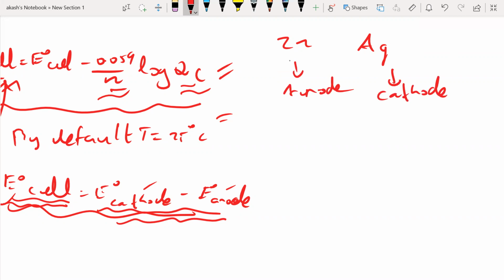Sir, but Ag should be an anode, no, sir, because zinc is a non-metal and Ag is a metal. No, who said zinc is a metal? Ag is also a metal. And obviously zinc is a more electropositive metal than Ag.